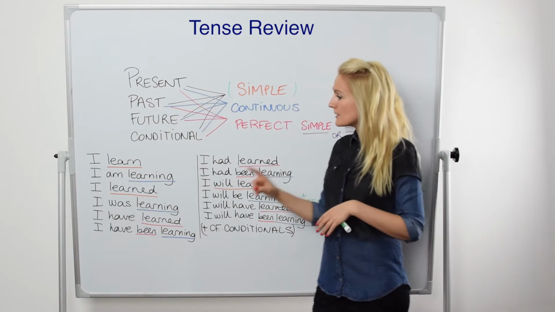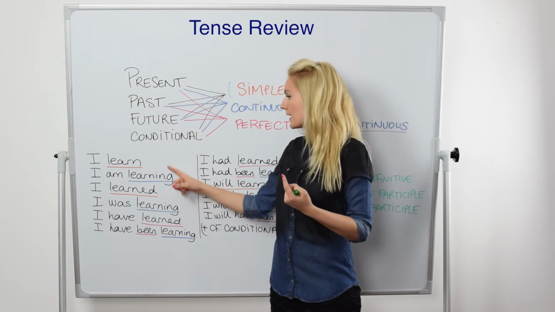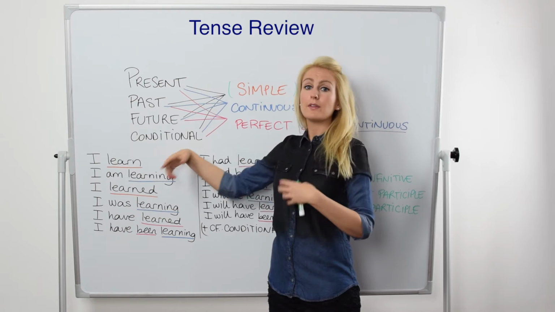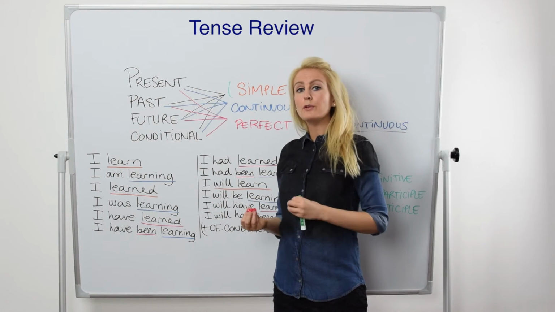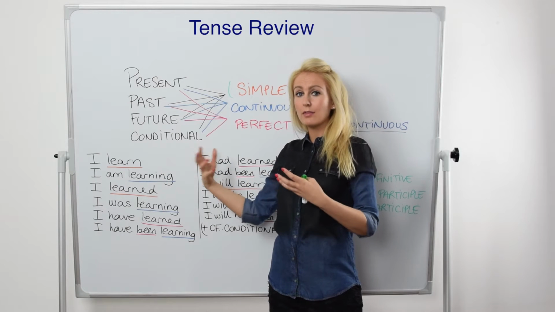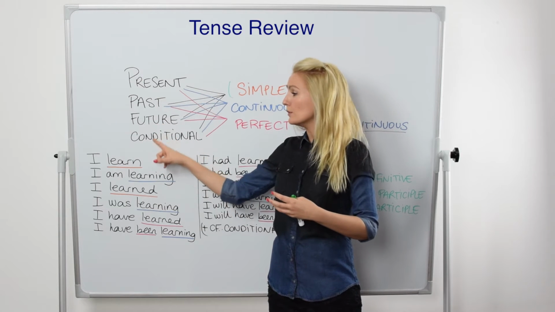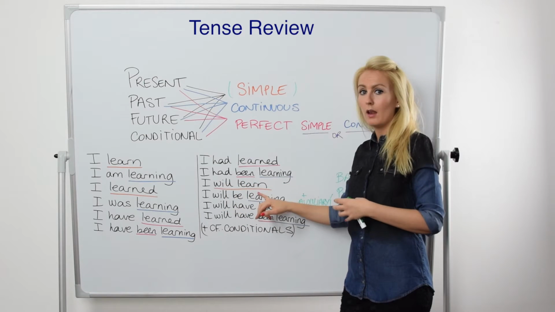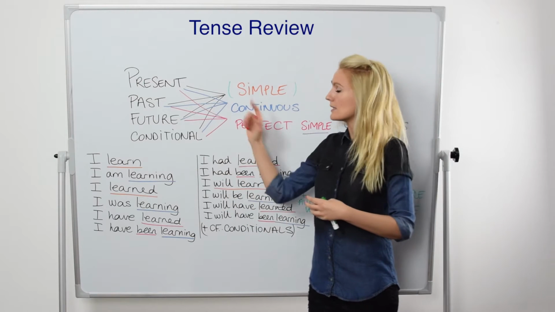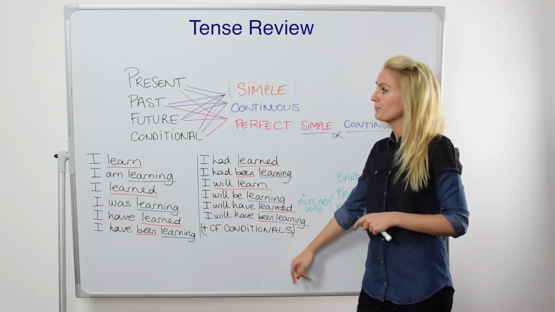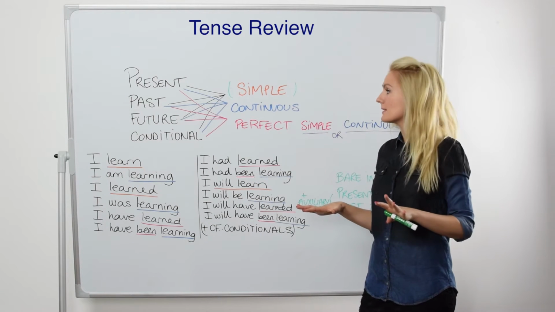Now, I said it was simple because there's one component. Now that's true for the present and the past. However, for the future and the conditional, I need a modal verb. I need will or would to create those tenses. So I'm going to have two components here. A future simple is I will learn, and a conditional simple would be I would learn. So those are the simple tenses.